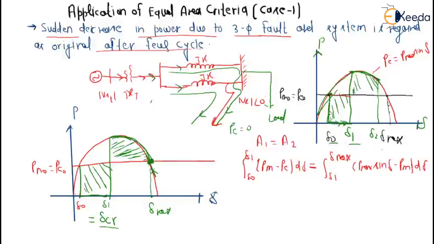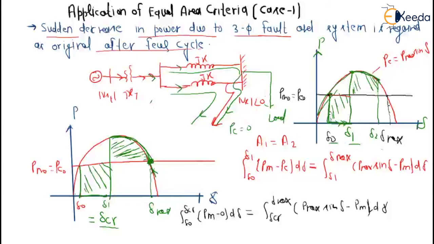Now we can calculate the critical clearing angle from here, that is while applying equal area criteria. I am writing, equal area criteria with the help, del naught to del CR, Pm minus 0 d delta is equal to del CR to del max, we can write P max sine delta minus Pm d delta. So guys, this is where we can calculate the angle of del CR.